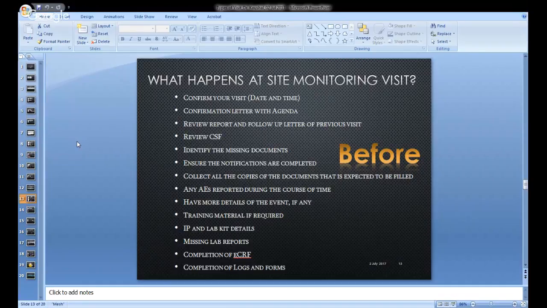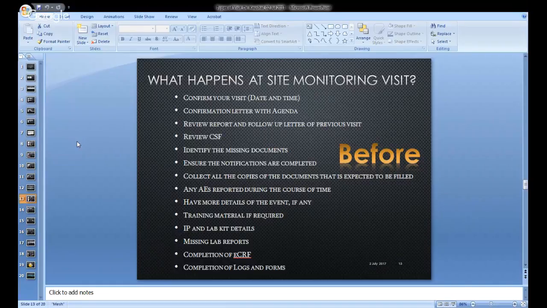So, keep a tab of all the action items. Once you're at the site, you first start your site visit from the previous action items and ensure that they are closed. Next step, before going to the site, review the CSF, Central Site File, which is available at the sponsors or the CRO's end. Do the complete review, do the thorough review of it, ensure what are the missing documents, what was done previously, till what it is complete, so that you can procure the documents, so forth.